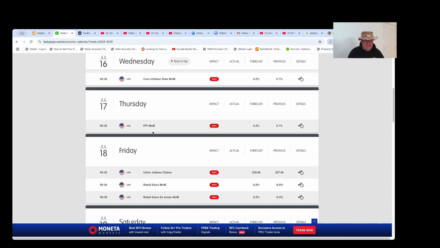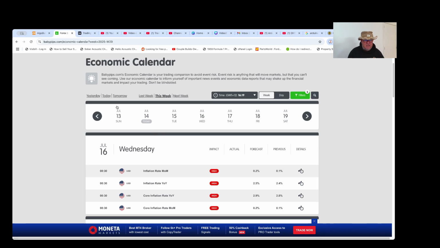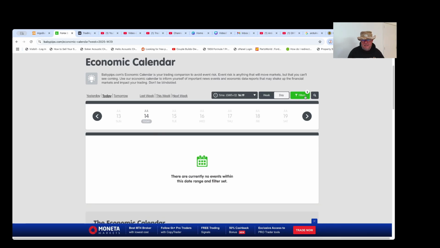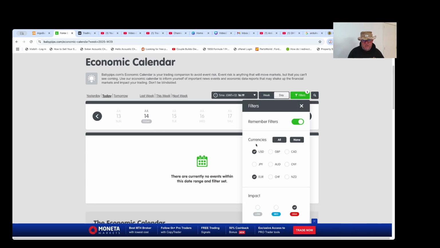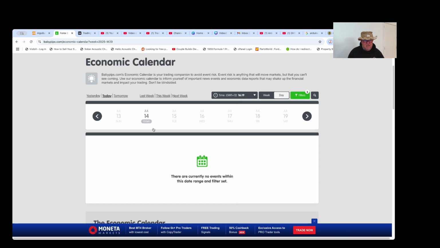What I like to do on a daily basis, if I just click on today and I just have a look at these filters, I'm only interested in the US dollar and the euro, and I'm only interested in high impact news. So if you turn on those filters, you'll see that today and tomorrow there are no events that we need to be bothered about. So that's the first thing to check.